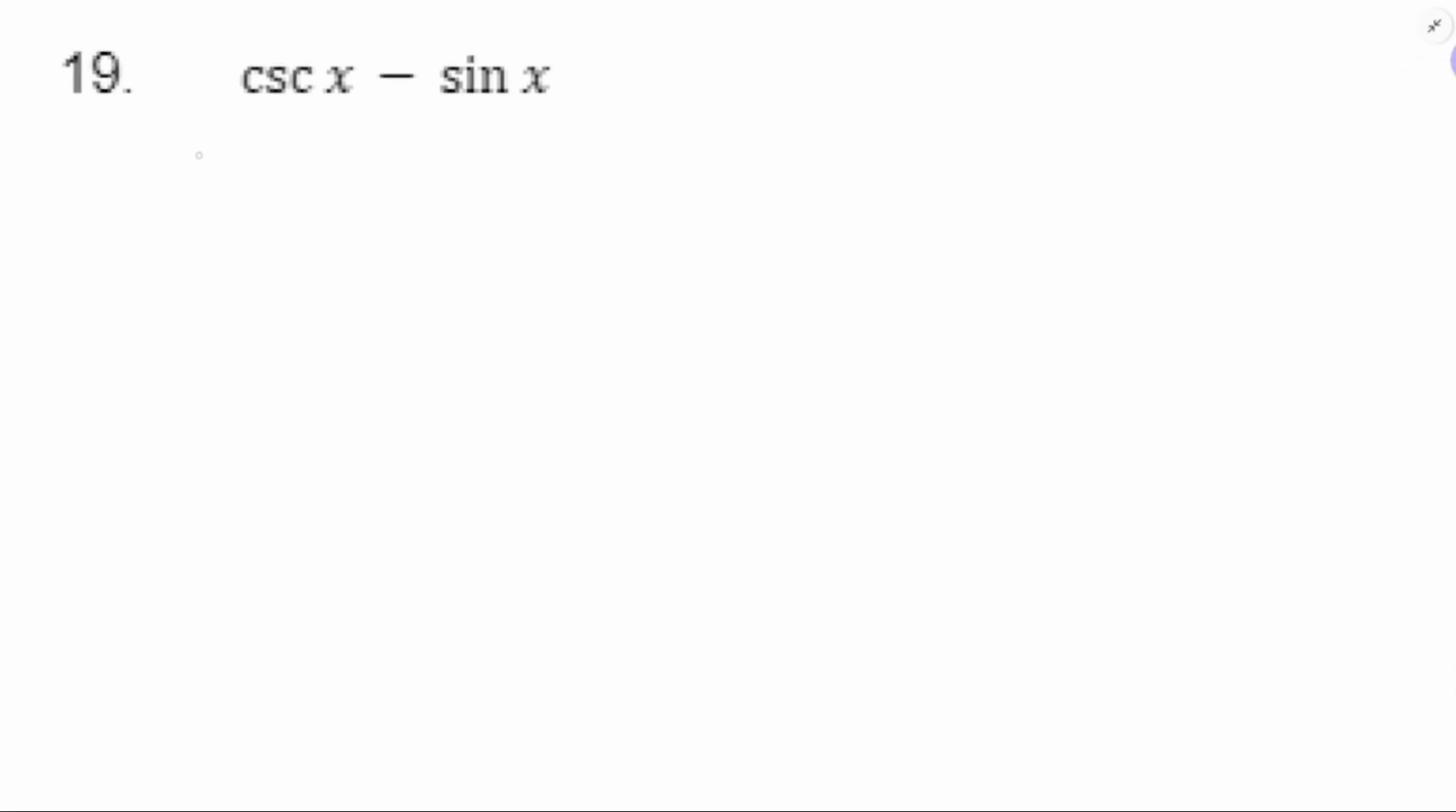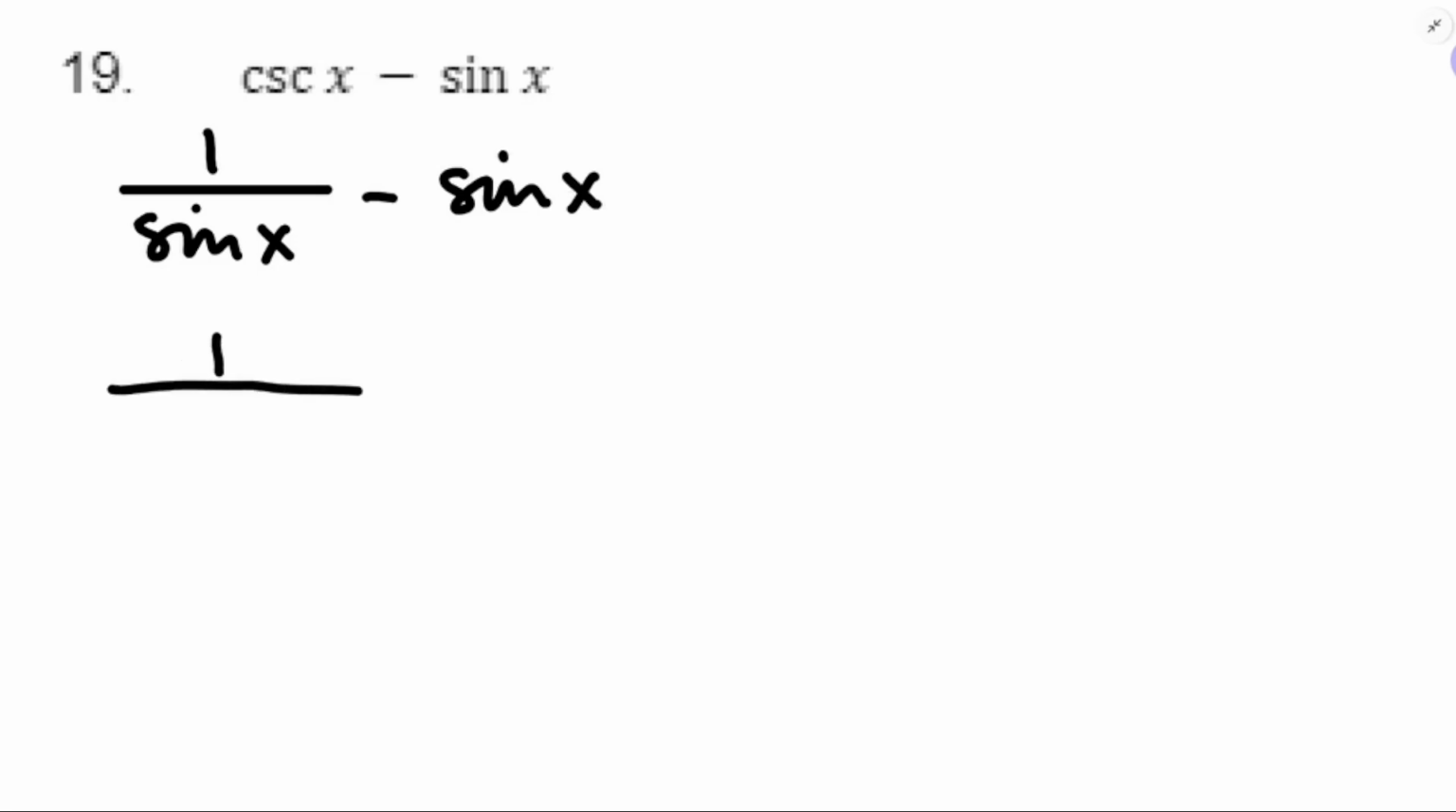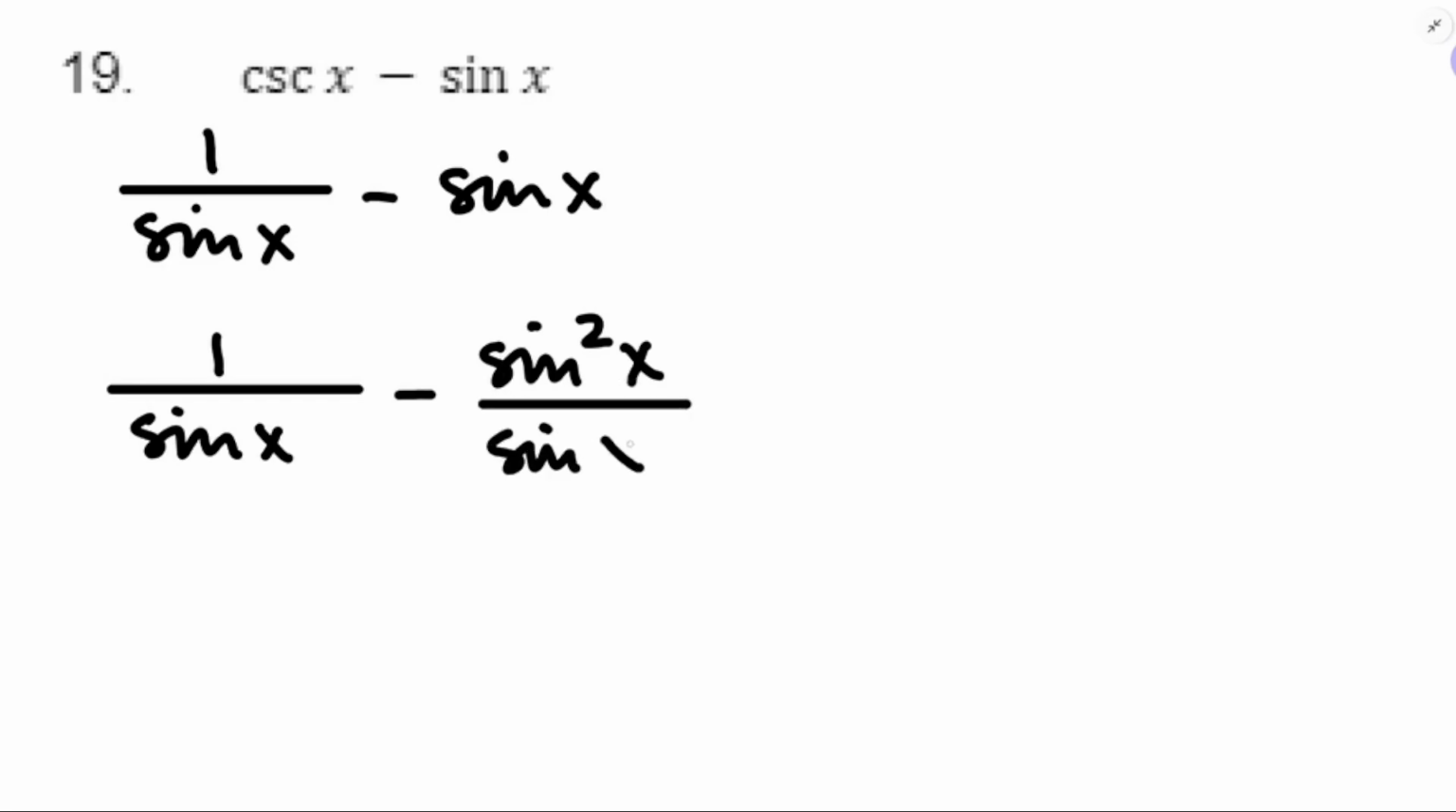All right, cosecant is 1 over sine x minus sine x. Well, I want to have a common denominator. So I should probably have a common denominator of sine x. If I wanted to write the second thing, I'd need to have 1 more power in the numerator than in the denominator. So I'd have sine squared x over sine x. Now I'm starting to see where this is heading. 1 minus sine squared x divided by sine x.